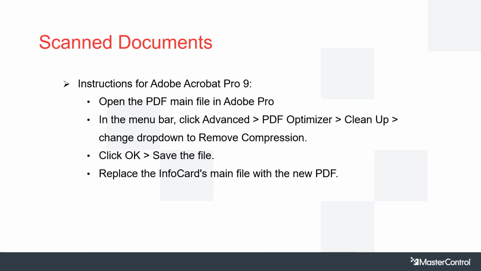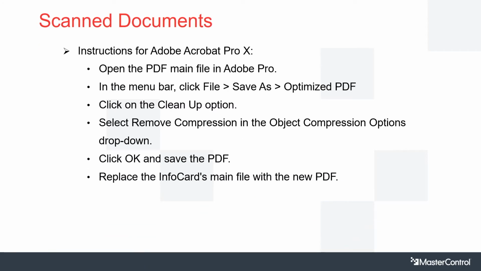So with 9, we're going to open up that PDF main file in Adobe Pro. We're going to click in the menu bar, Advanced, PDF Optimizer, Cleanup. We're going to change the drop down there to remove compression. We're going to save that file, and then we're going to re-upload it to MasterControl as a new main file. I don't have a screenshot of this one, unfortunately, but I do have a screenshot of 10.